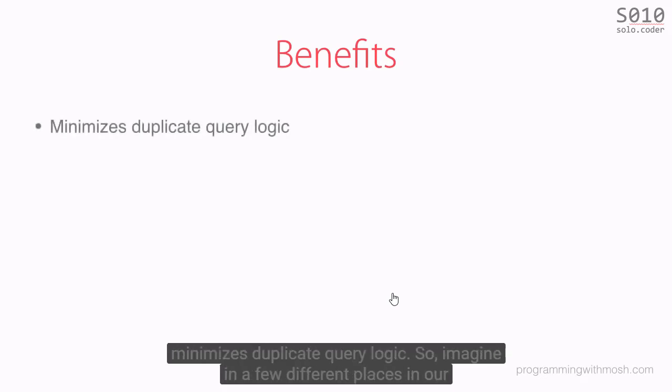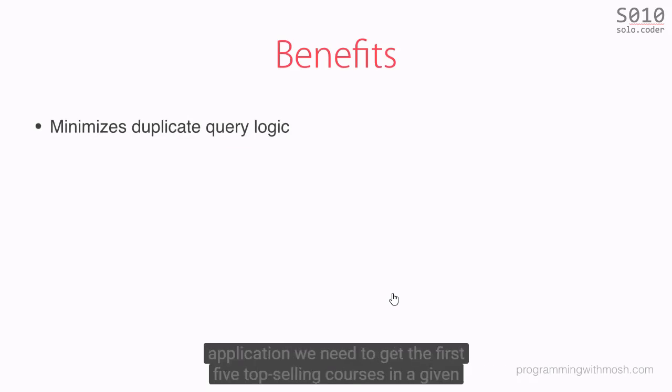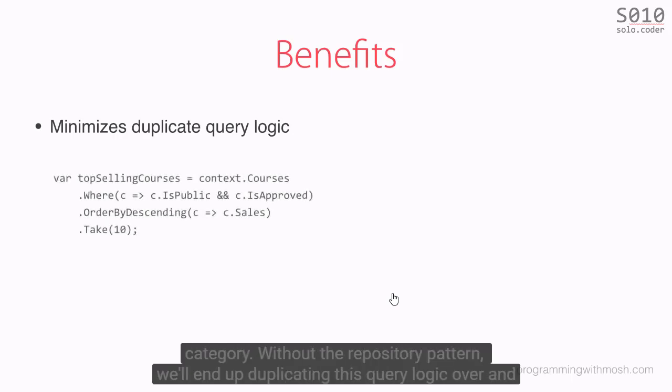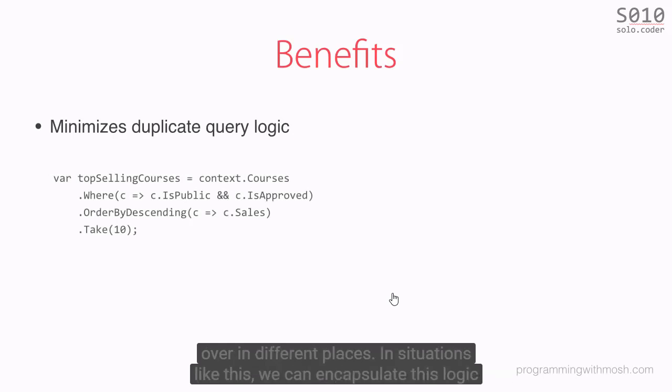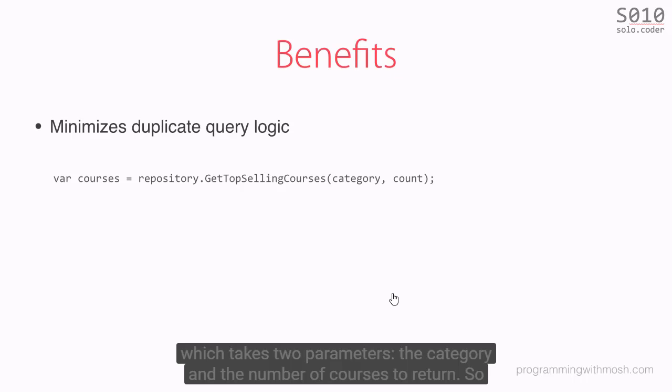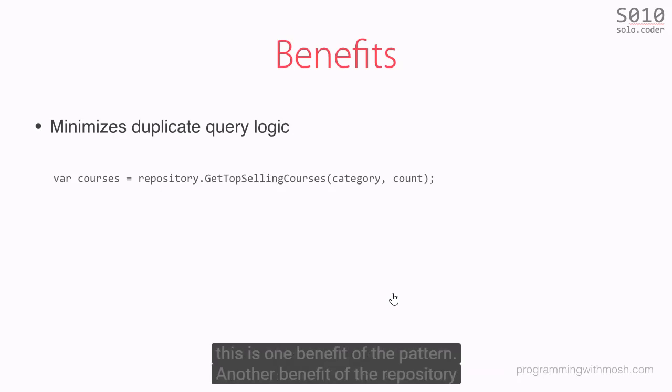The first one, again based on Martin Fowler's book, is that it minimizes duplicate query logic. So imagine in a few different places in our application, we need to get the first 5 top-selling courses in a given category. Without the repository pattern, we'll end up duplicating this query logic over and over in different places. In situations like this, we can encapsulate this logic in a repository and simply call a method like get top-selling courses, which takes 2 parameters, the category and the number of courses to return. So this is one benefit of the pattern.